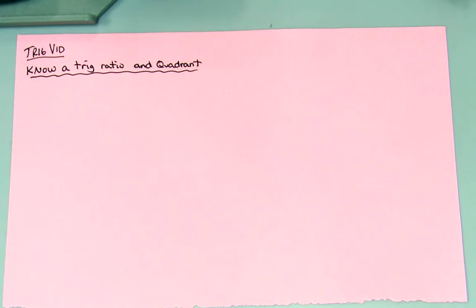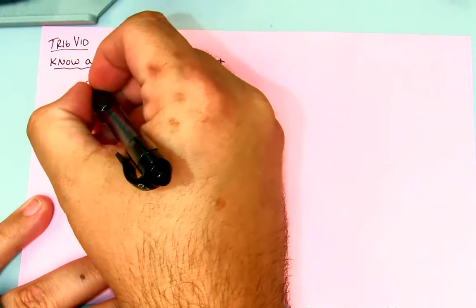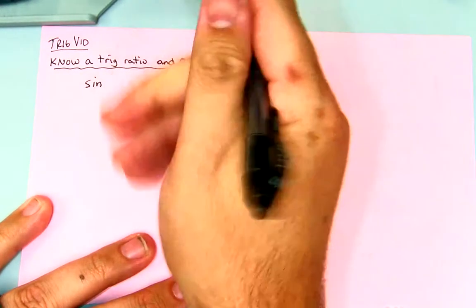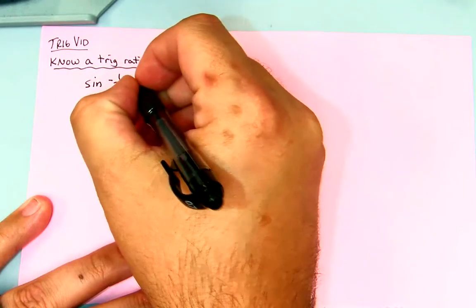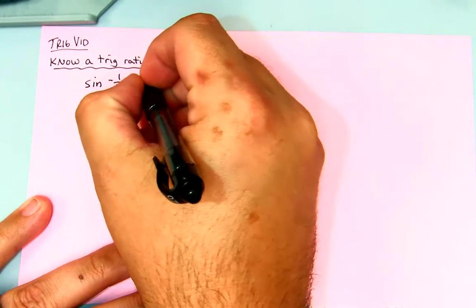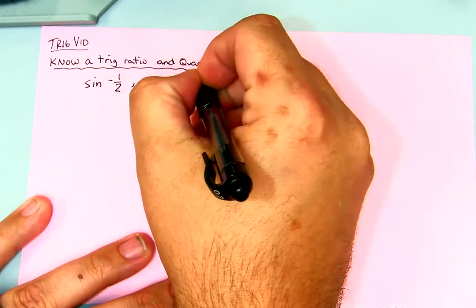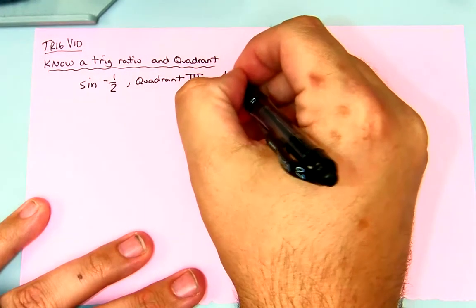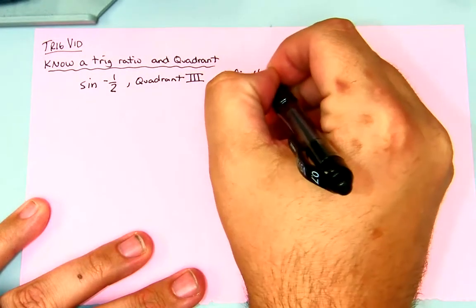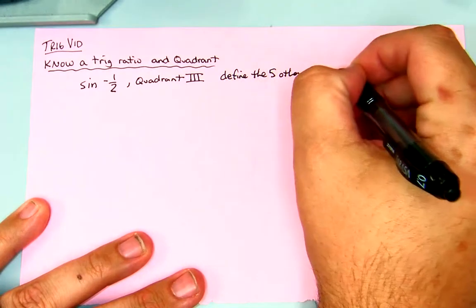This one now is about if you know a trig ratio and the quadrant in which it lies. Now, I'm just going to make one up off the top of my head. I'm going to say the sine is -1/2, and we are in quadrant 3. And define the 5 other trig functions.